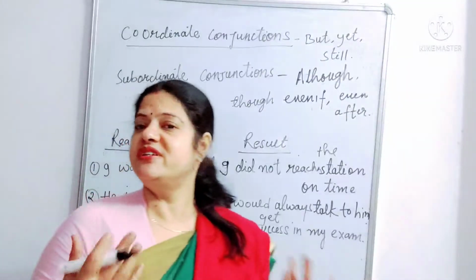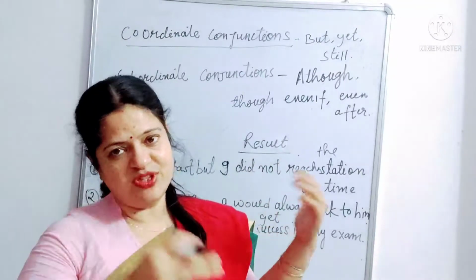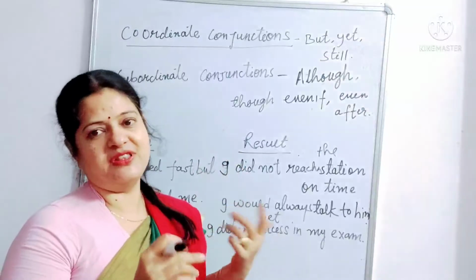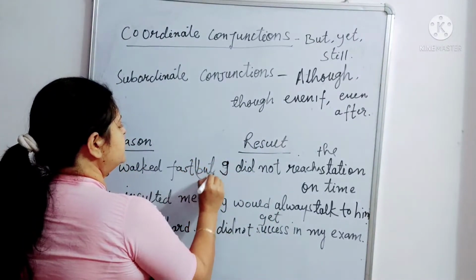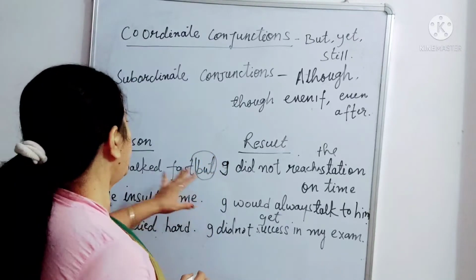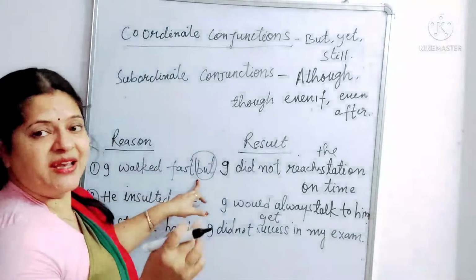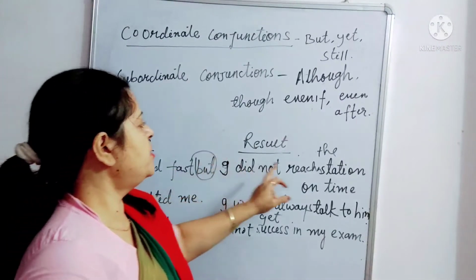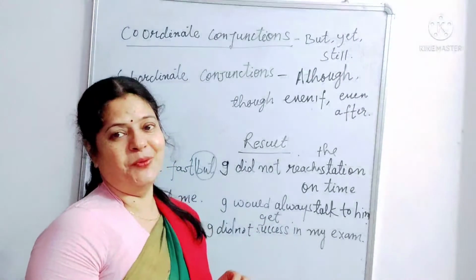And in a compound sentence, we know that both the sentences have a principal clause, which is connected with a coordinating conjunction. So here we see that but is a coordinating conjunction, and this but is acting as a connective between these two principal clauses. I walked fast, I did not reach the station on time. I hope it has become clear to you.